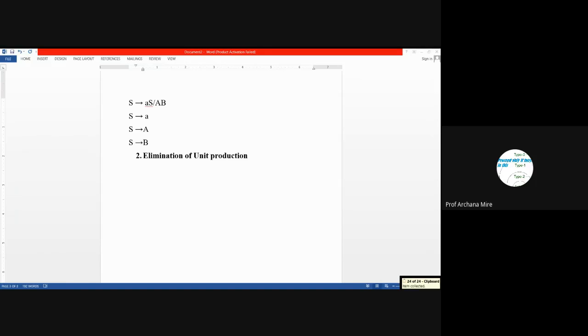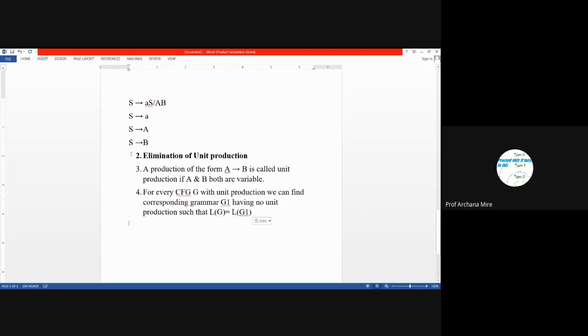So if you refer to the book, you will find the same concept mentioned like this. What is unit production? A production of the form A leading to B is called a unit production if A and B are both variables, or both non-terminals. Just now, we have discussed this.